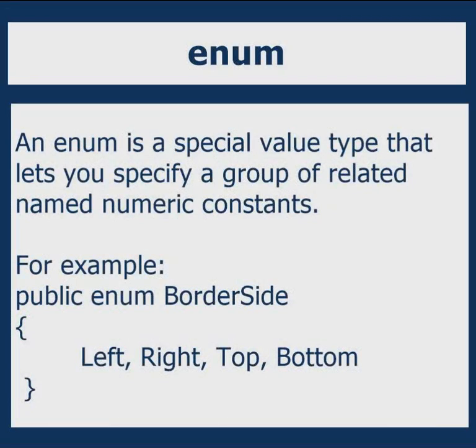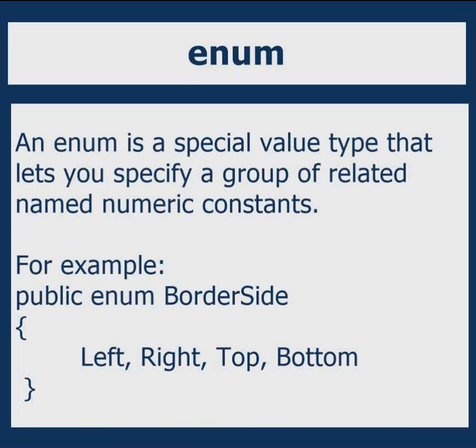My name's Dave, and in this video we're going to talk about enums. An enum is a special value type in C# that lets you specify a group of named numeric constants.